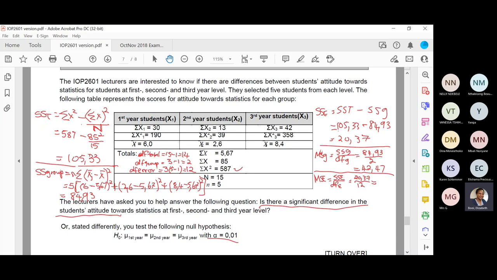And what is your MS error? I got 1.67697, which is 1.7. Let's keep two decimals. 20.37 divided by 12 is 1.697. Oh yeah, I see where you're going. So yes, you can just leave it at 1.70. Yes, 1.70. Okay.